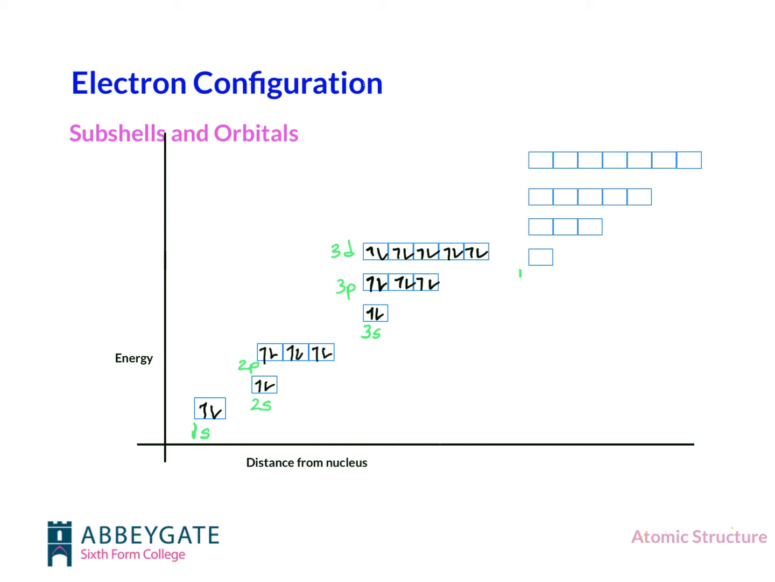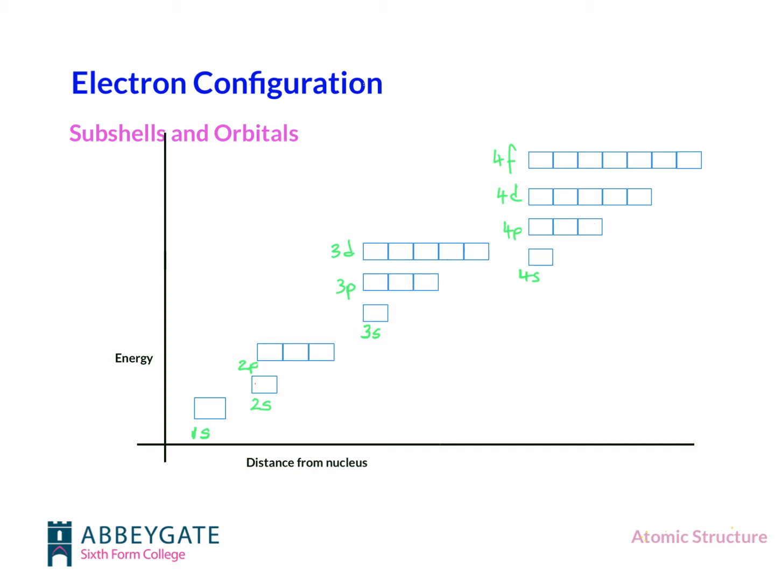So this is the 4s. And then we have the 4p with 3 orbitals, the 4d with 5 orbitals, and the 4f has 7 orbitals. If we were to fill all of these, and I'm not going to, we would have 2 electrons in the 4s, 6 in the 4p, 10 in the 4d, and we can put 14 into the 4f. Okay, let's have a look at what we do with individual elements then.